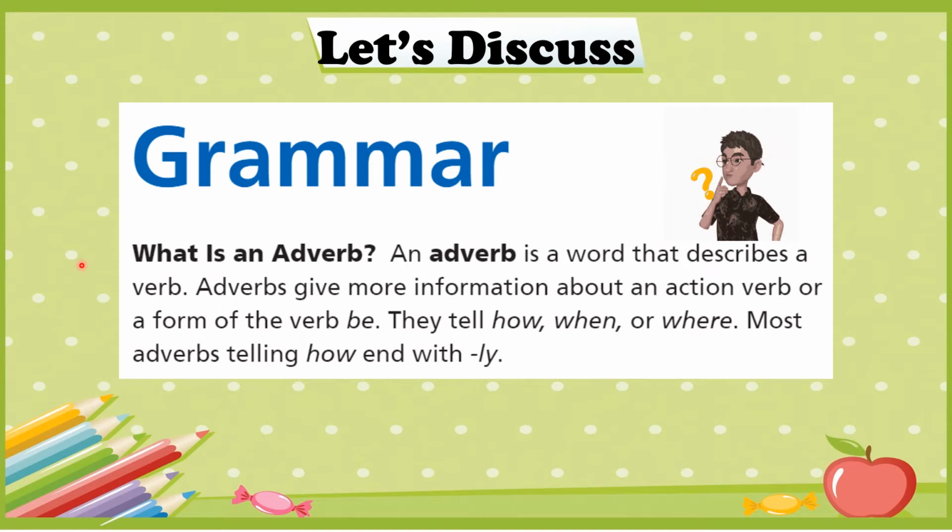So let's discuss what an adverb is. An adverb is a word that describes a verb. Adverbs give more information about an action verb or a form of the verb be. Okay, so what do adverbs do? They tell how, when, or where the action is done. And most adverbs also tell how, and these adverbs end with the suffix ly.